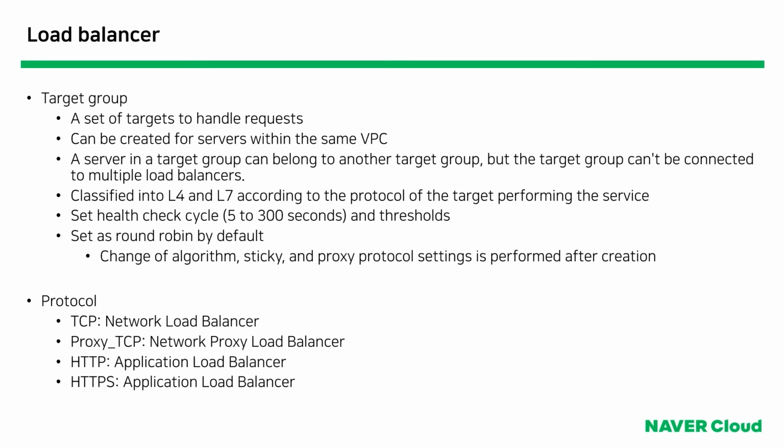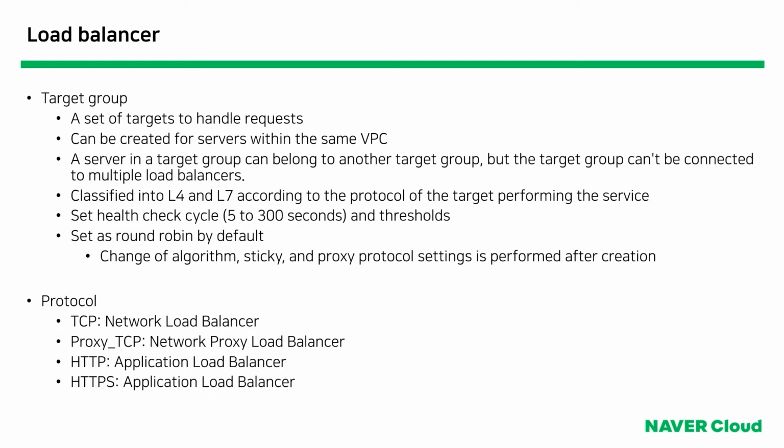Next, we'll take a look at Load Balancer, one of the representative services of networking products. Load Balancer is a service that distributes received traffic to multiple servers. It performs the role of increasing availability and adjusting system utilization. When creating these load balancers in Naver Cloud Platform, you need to set the target group. The target group refers to the group of servers that will actually handle the traffic received by the load balancer.